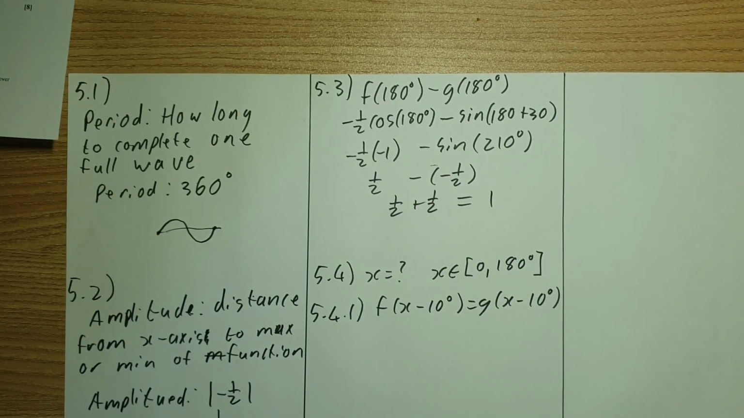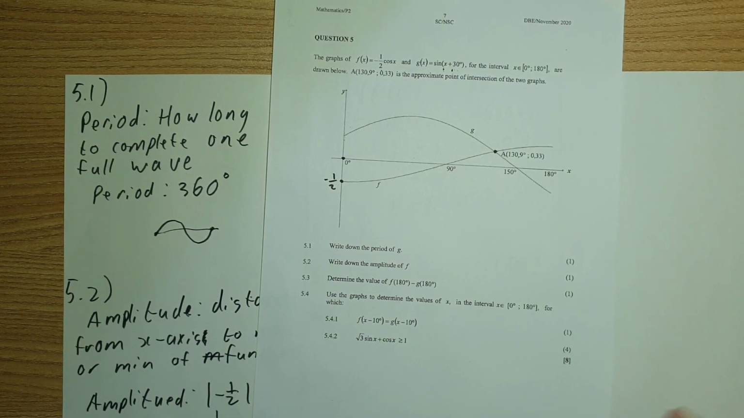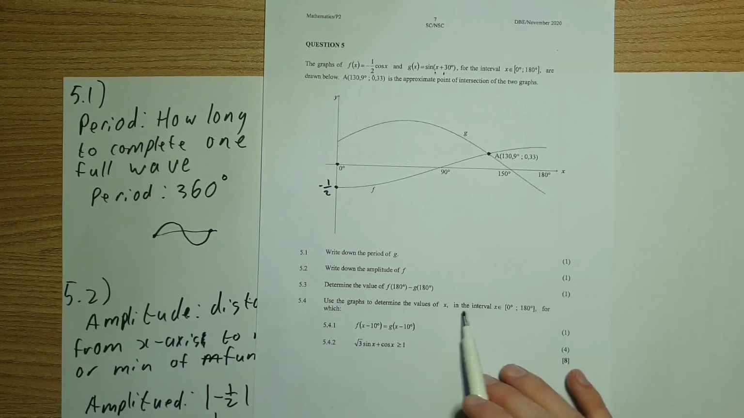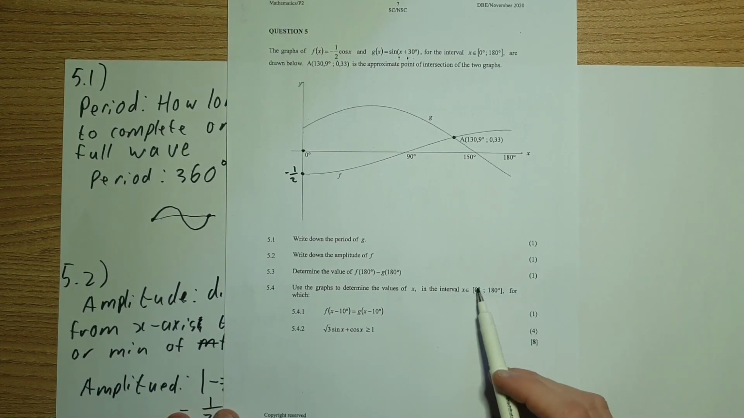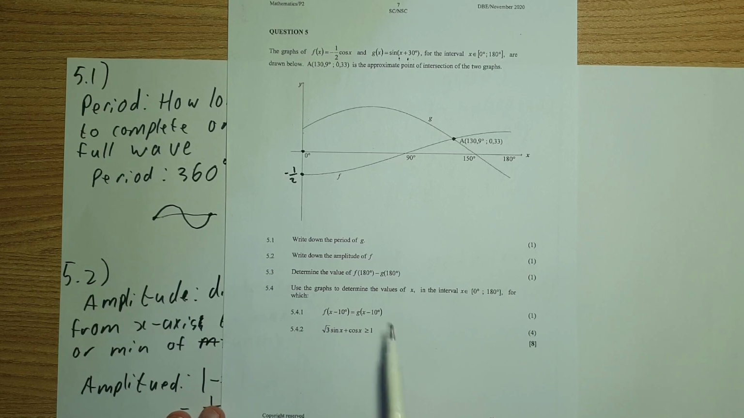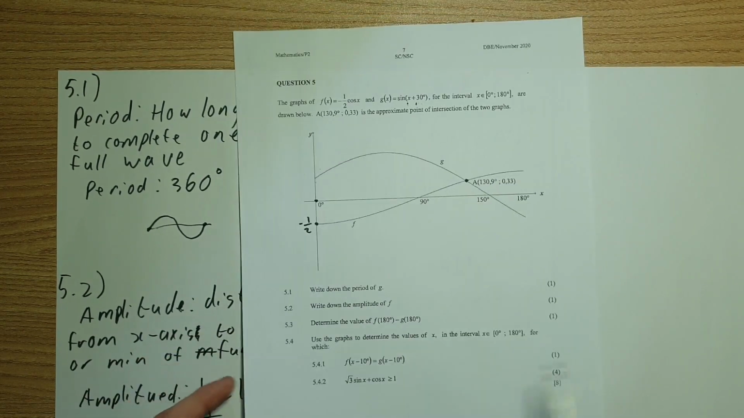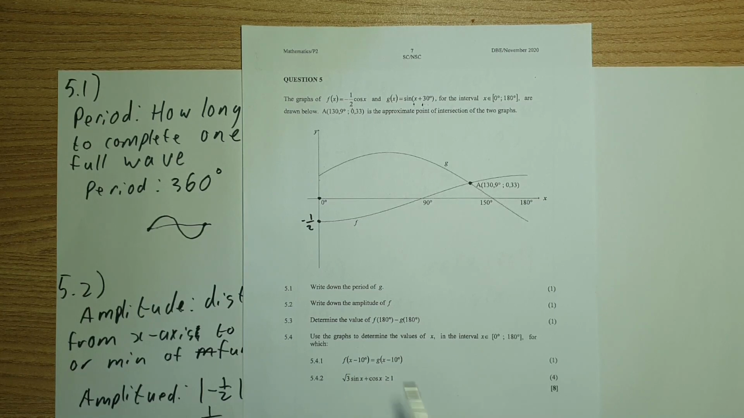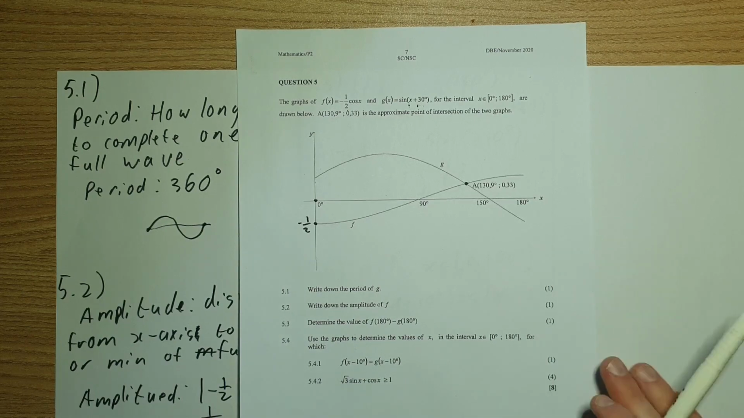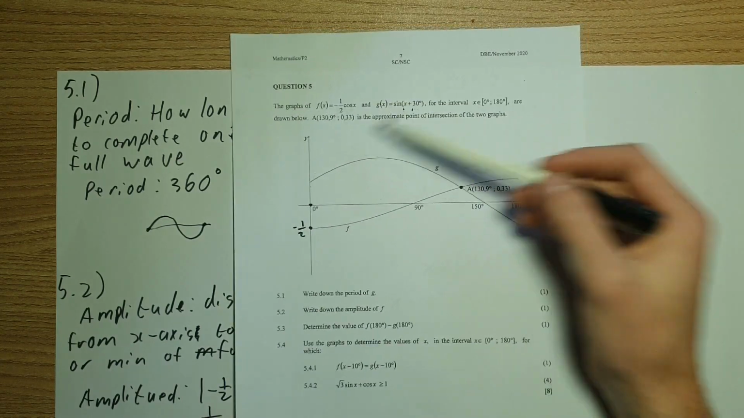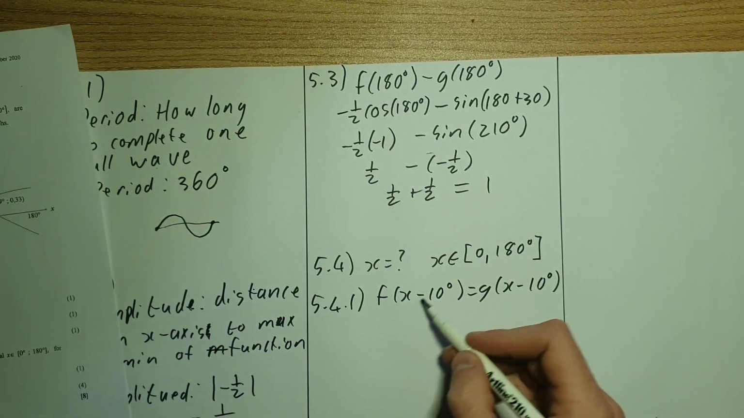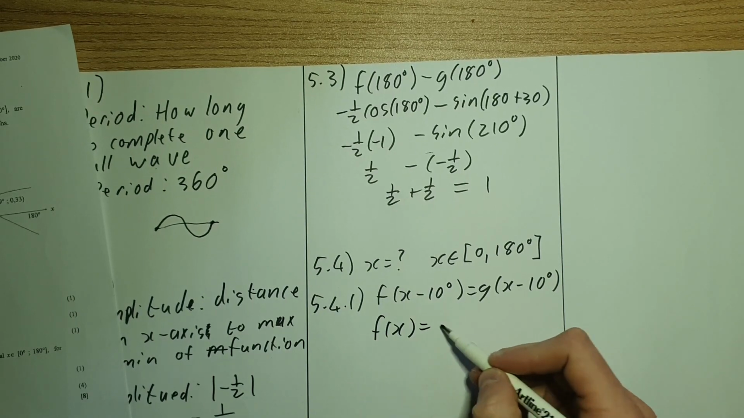Now looking at 5.4, please note that 5.4 is asking us to use the graphs to determine the values of x in the interval where x is an element of 0 to 180, for which the following holds. So 5.4.1 says f of x minus 10 equals g of x minus 10. Once again, you can substitute that into your functions if you want and try to work it out that way, or we can notice that f of x equals g of x.